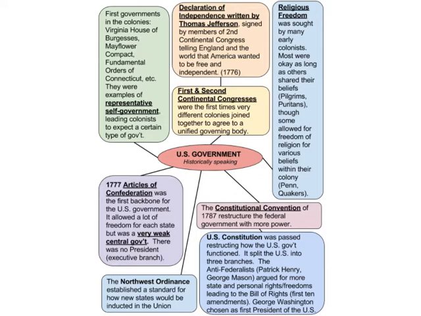Well, then just about 10 years later, we have the Constitutional Convention. That's when we restructure our government. And we formed the U.S. Constitution. So the Constitution is what we still have today. It was passed in 1787. It's how the U.S. government functions even today.